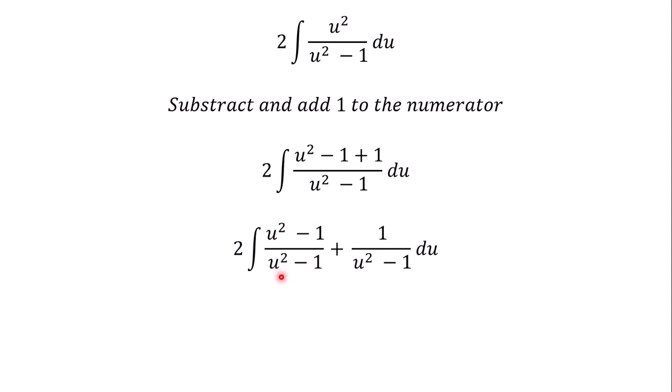It will be left with what? 1. And the answer to this one is going to give us 1 plus 1 over u squared minus 1. Isn't that the same thing as what we had after we used long division to solve this one? It's the same thing. Okay, it's the same thing.